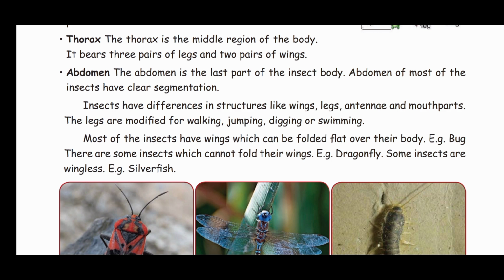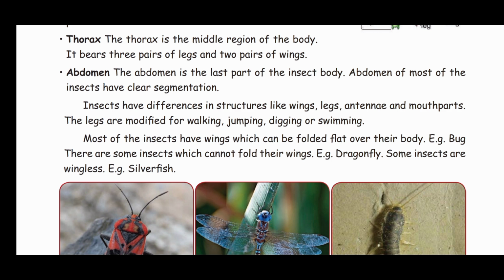The legs are modified for walking, jumping, digging, or swimming. Based on the type of insect, if they are walking, they have stronger legs; if they are jumping, that type of legs will be there; and for digging, they should have strong structures to dig. So depending on their situation, they will have different parts in their body.